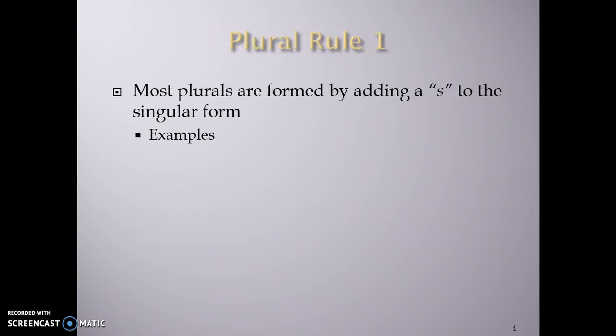Plurals have several rules. We'll begin with rule number 1. Most plurals are formed by adding an S to the singular forms. And the examples I'm giving you are the following. You have the word smile, the plural is smiles. Meeting becomes meetings, and season becomes seasons.